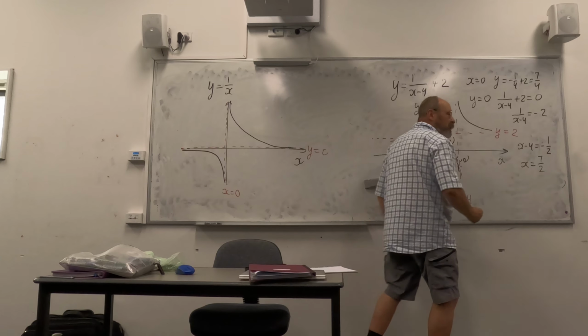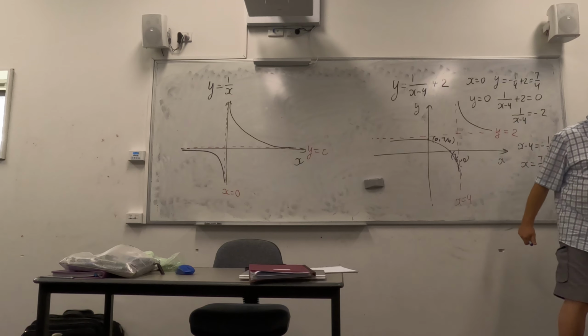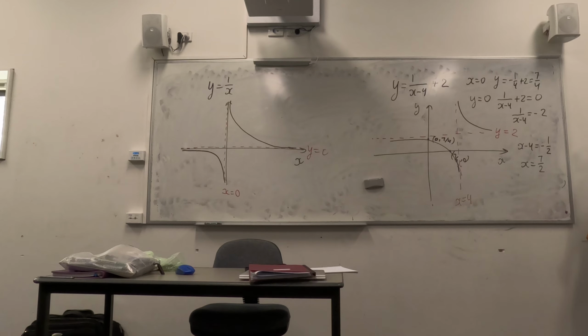That will be our hyperbola. Yes? When there are no x and y intercepts, do we still have to find one point or no?